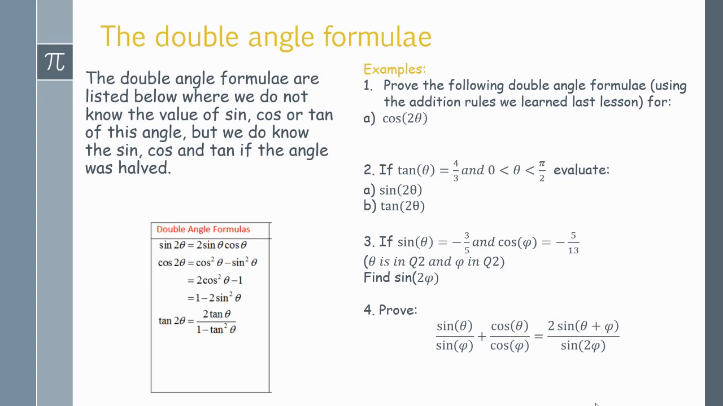So we use these when we don't know the value of sine, cos, or tan of a particular angle given, but we do know the value of the sine, cos, or tan if the angle was halved. Let's have a look at an example.